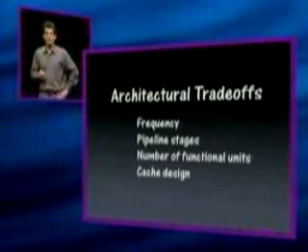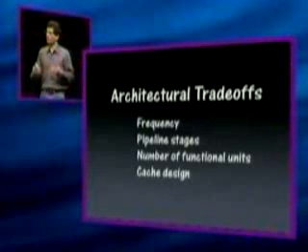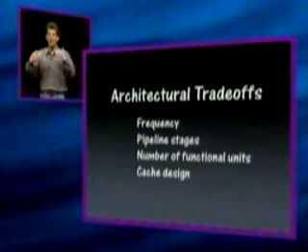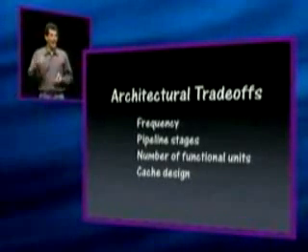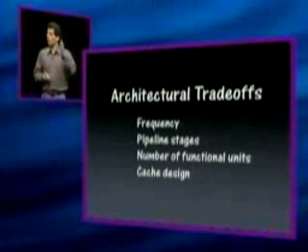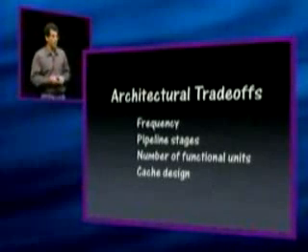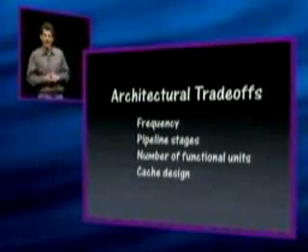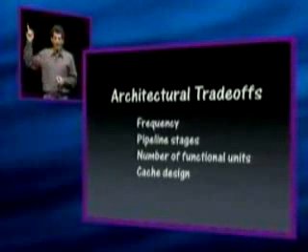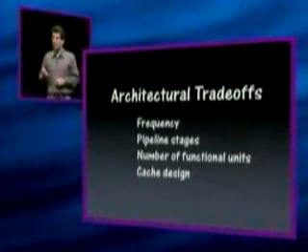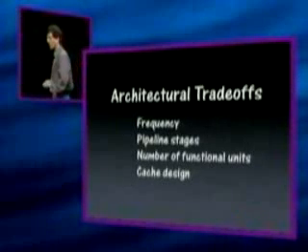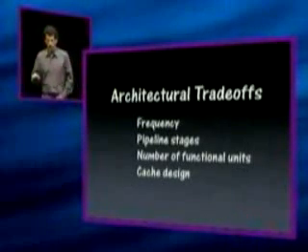Then there's a number of functional units. The more functional units you have, the more parallelism you can have. That's how many instructions you can execute every cycle. And the cache design: whether you have a level 1, the size of the level 1, the size of the level 2, and if you have one, the level 3 cache. So all of these factors play into the performance of the processor, not just frequency. So let's look at some examples of this.